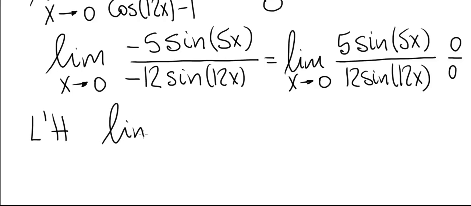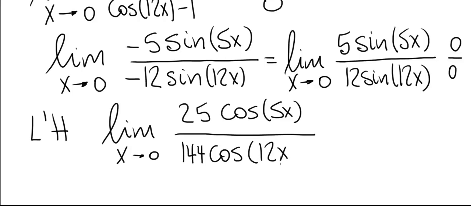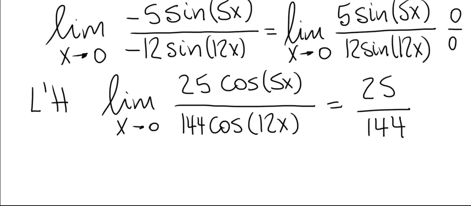We're now taking the limit as x approaches 0 of the derivative of the numerator, that's 25 cosine of 5x, divided by the derivative of the denominator, 144 times cosine of 12x. Now, as x approaches 0, the numerator approaches 25 and the denominator approaches 144, and that is our final answer. The original limit equals 25 divided by 144.